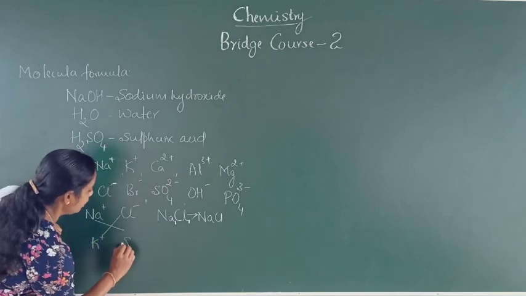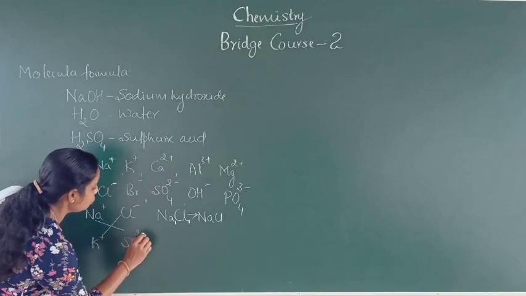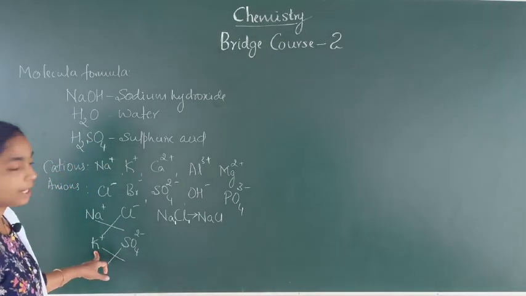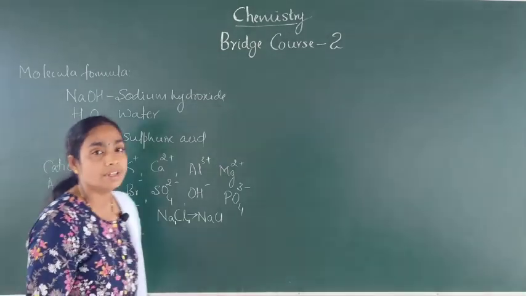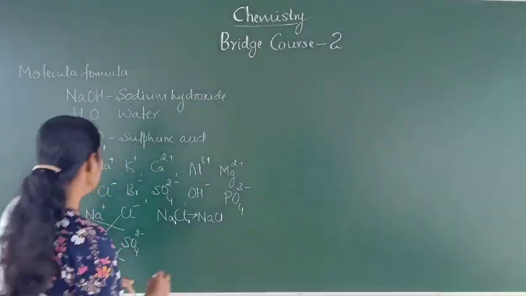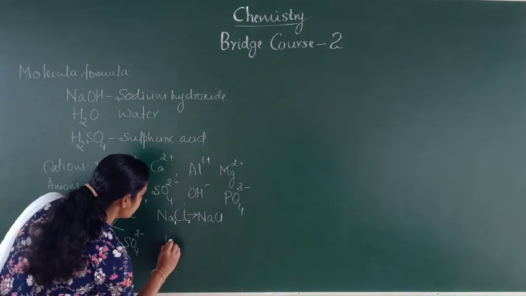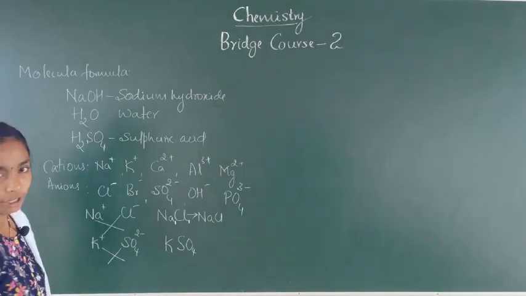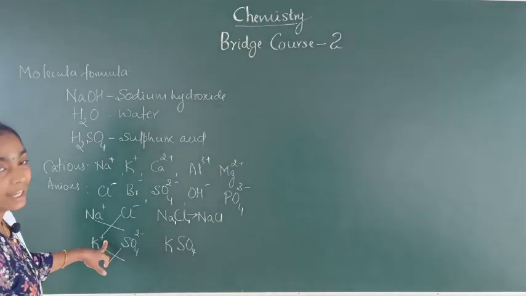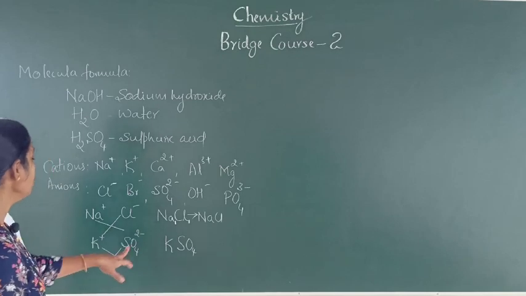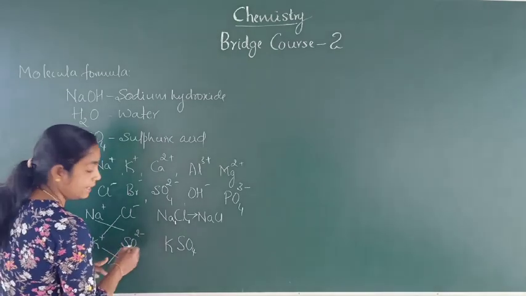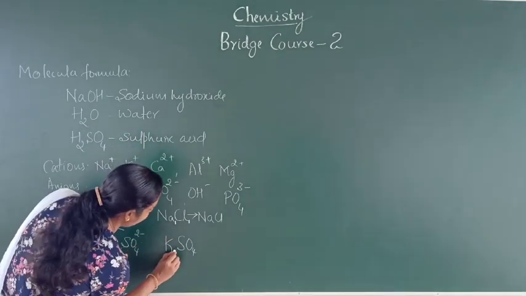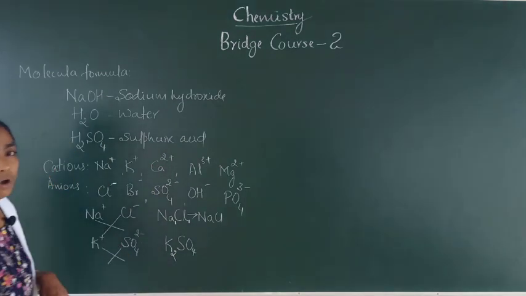Next, K+ ion and SO4 2- ion. How to write the formula of this potassium sulfate? The combination of potassium ion and sulfate ion gives potassium sulfate. First you have to write cation, then you have to write anion. Say charge on the cation is 1 and charge on the anion is 2. We have to interchange by ignoring sign. So charge on the anion is 2, therefore we have to write K2SO4.